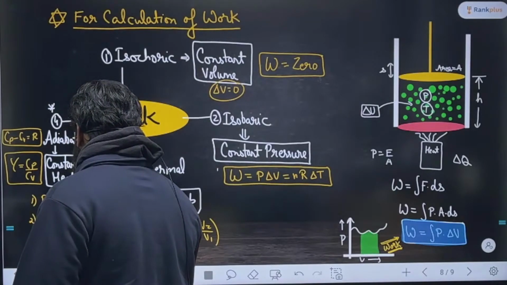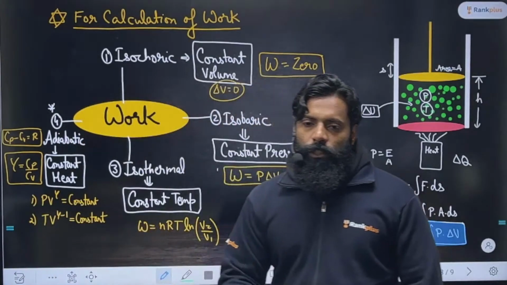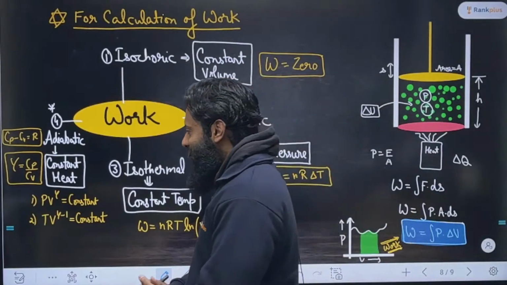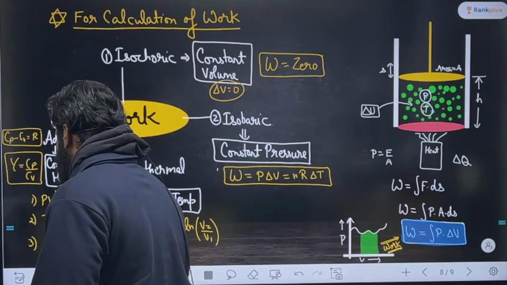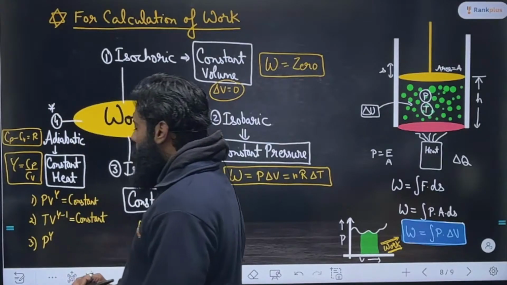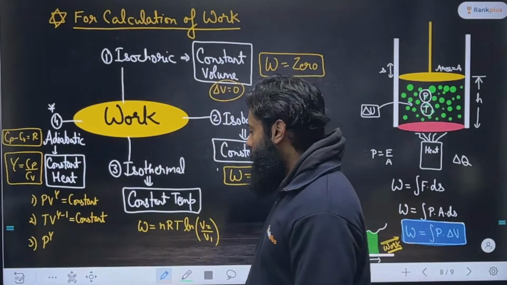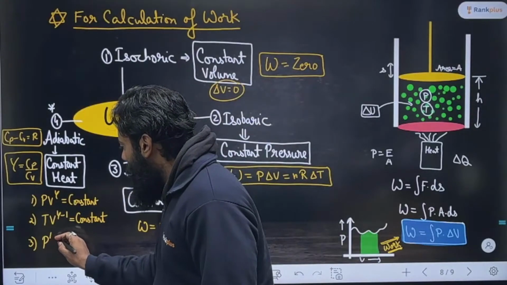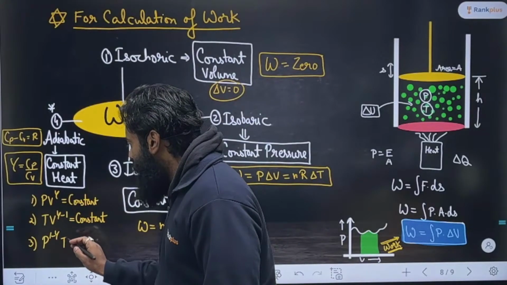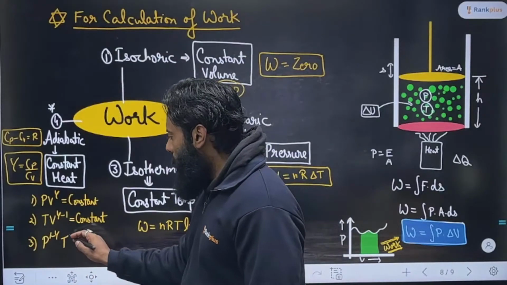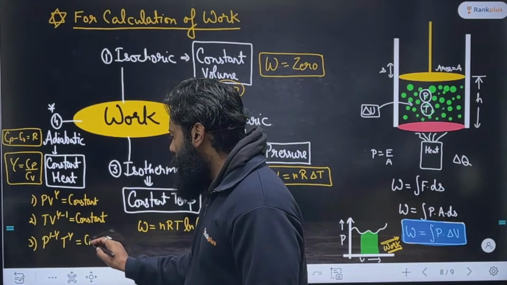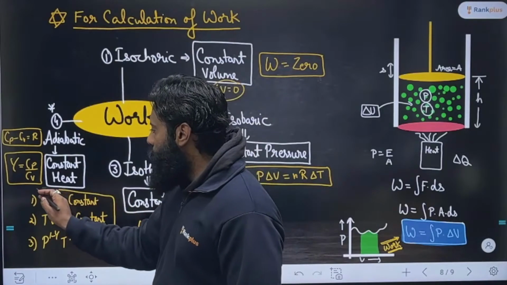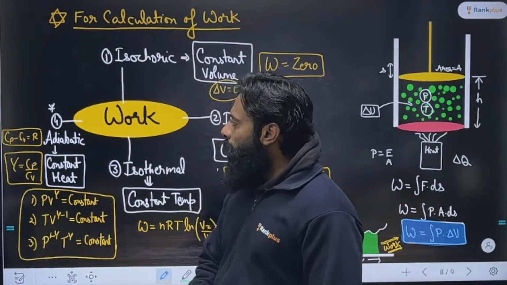So this is also a very, very important equation which you need to know. Okay, then again there is one equation. The third one is that if I need to take pressure also, I can write this as P^(1-gamma) T^gamma equals constant. So these are very, very important conditions which you must remember in case of adiabatic.